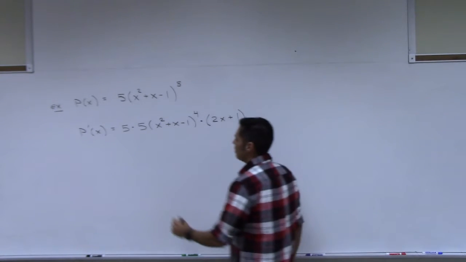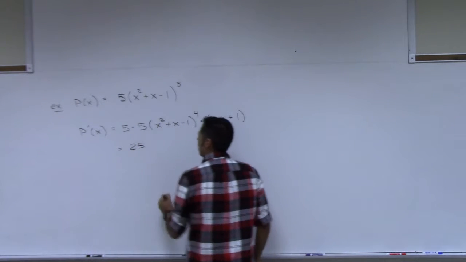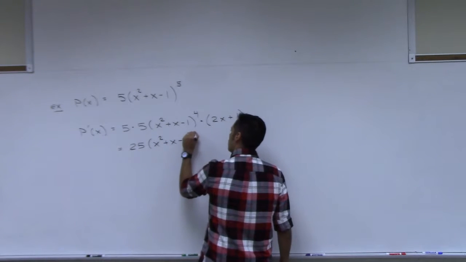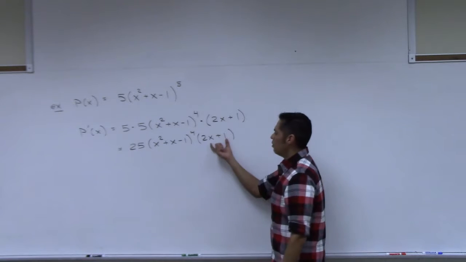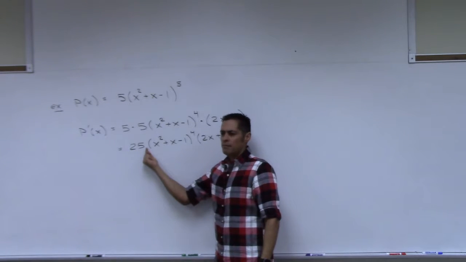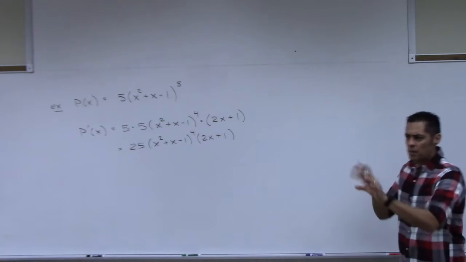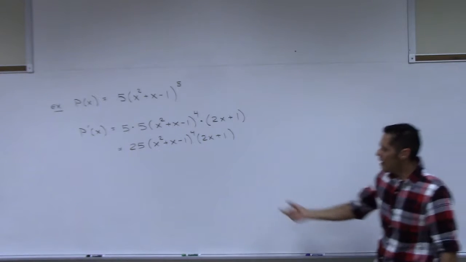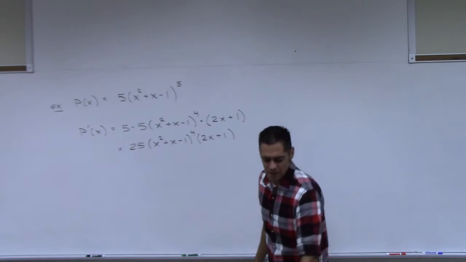Okay, now I can clean this up a little bit. This I can make 25. And then I could write x squared plus x minus 1 to the 4th times 2x plus 1, like that. You could even move this parentheses and squeeze it right here between the 25 and this parentheses. It really doesn't matter. Multiplication can be moved around. But that would be it. You do not have to try and figure out what this to the 4th power is. That would be a disaster if you had to.